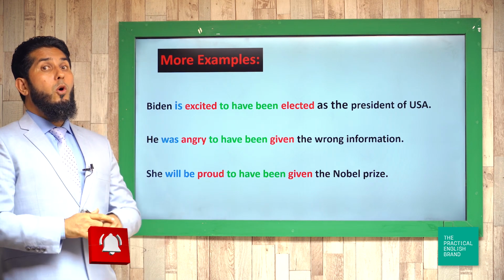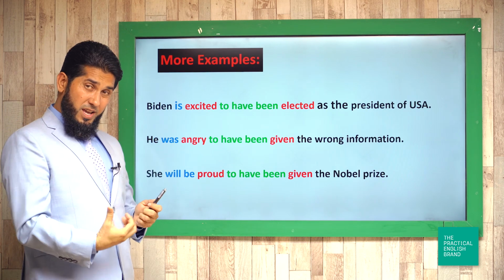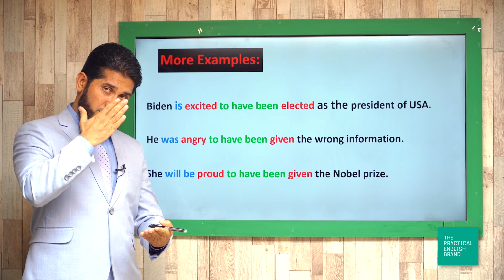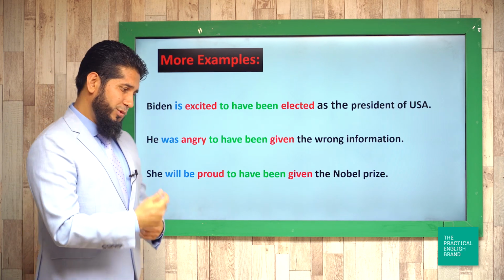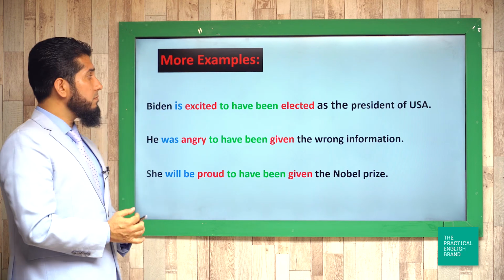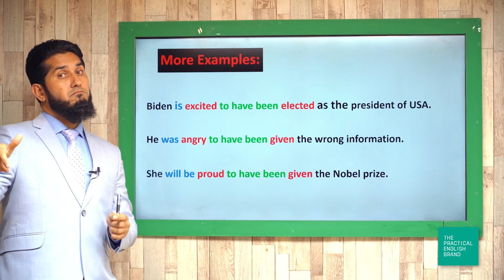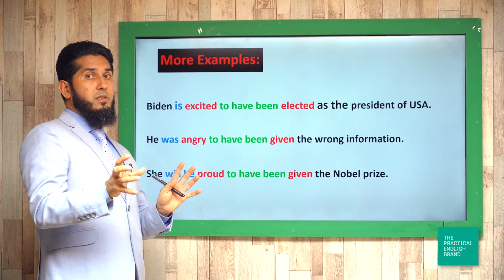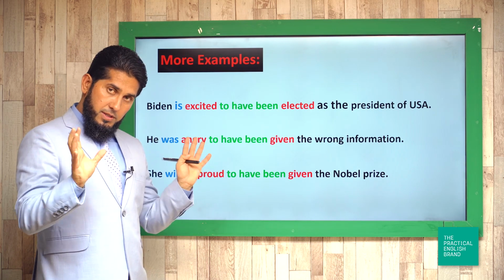I hope it's clear. Or in other words, in simple words, the time of the to be verb shows the present condition of Biden, which is the condition of happiness, and elected is the action by people. Biden received the action as the subject of this sentence. The times are different, they aren't the same times.